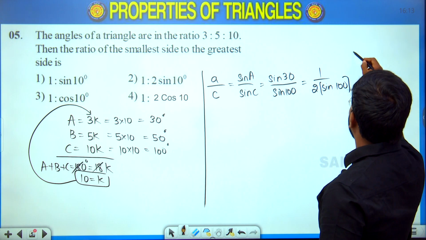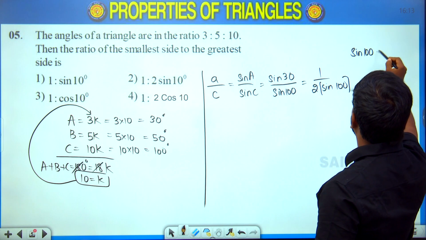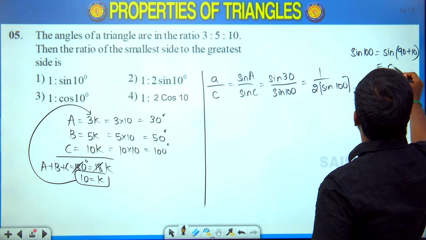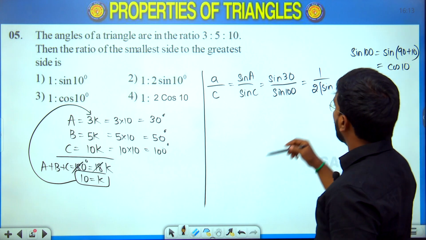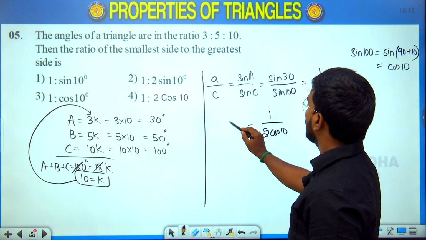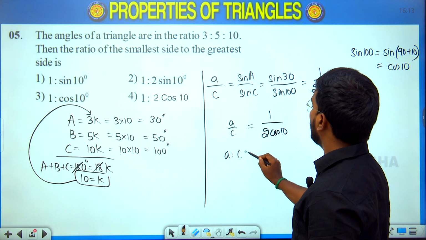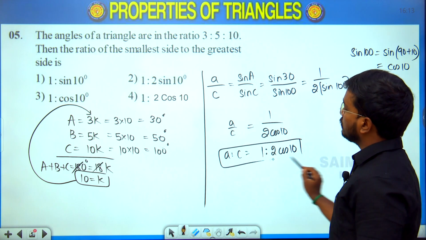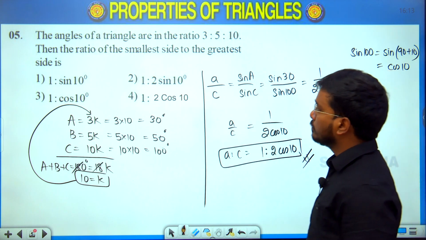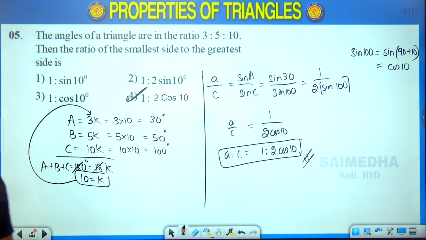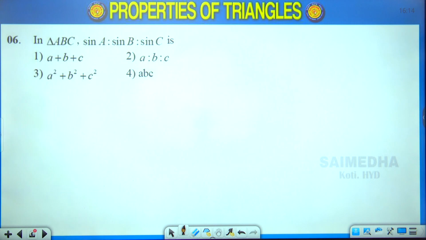Sine 100 can be written as sine of 90 plus 10. Sine of 90 plus 10 is cos 10. So, here we can write cos 10 also. So, the answer is 1 by 2 cos 10. So, A is to C is going to become 1 is to 2 cos 10. So, here the answer is option number 4. Pause the video and note it down. Moving on to the next question.